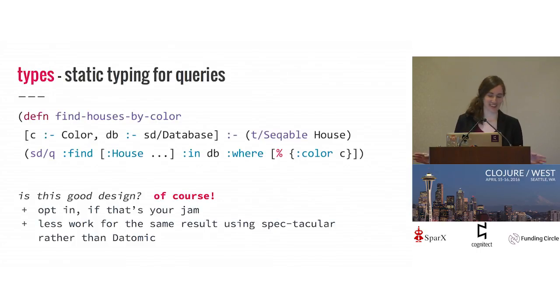So like I said earlier, you can also statically type these things. So if you wanted to statically type this function, find houses by color, that takes a color and a database and returns a seekable house, well, you can do that, right? Because this query here says, I'm going to give you back a sequence of houses, statically, which is quite nice. Is that good design? Static typing? Yeah, if that's your jam. It's totally opt-in. You can just totally ignore that type Clojure exists and not use this function. It's also a lot less work than trying to get the same result with Datomic, because you'd have to do the cast yourself.